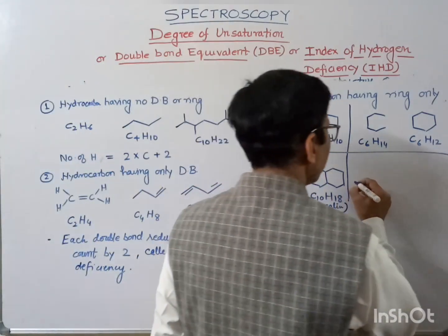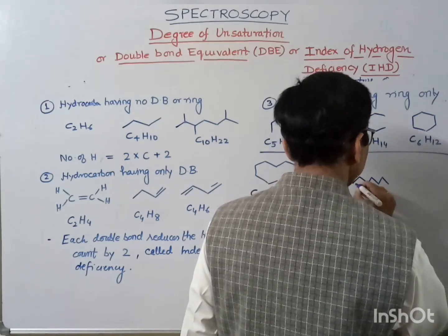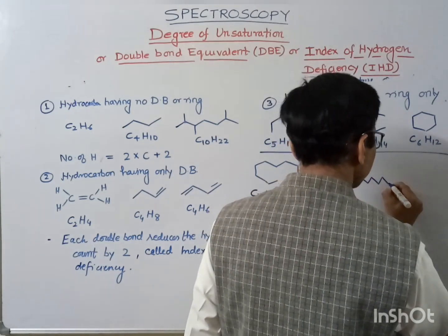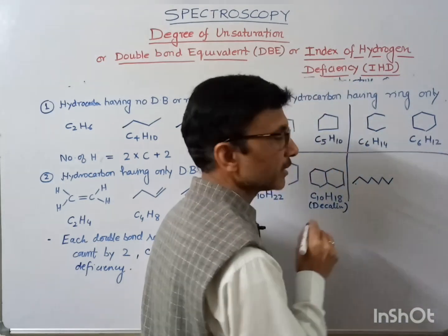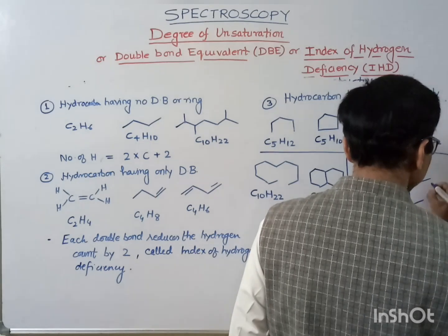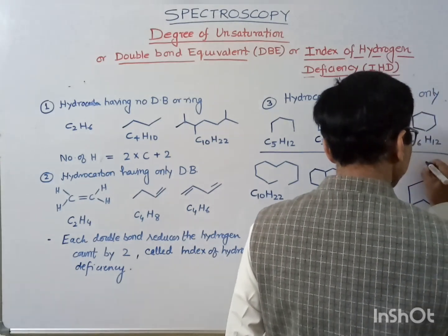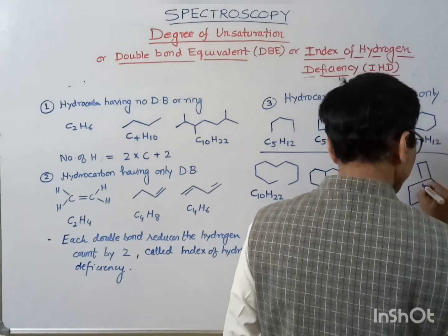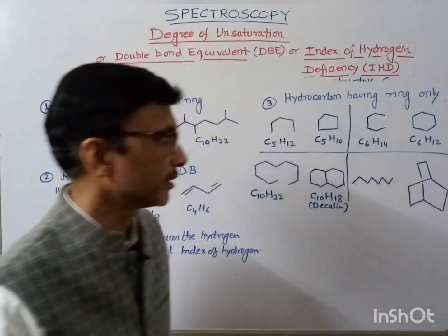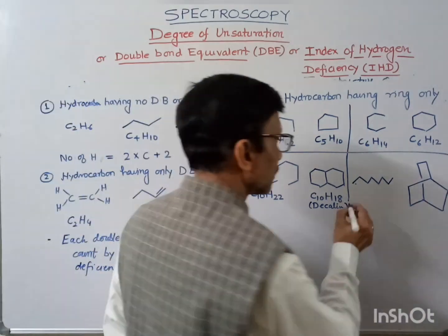Now, if you take the next example, suppose I have 1, 2, 3, 4, 5, 6, 7, 8 carbon atoms, and these 8 carbon atoms can be represented like this also. So here, how many is this?